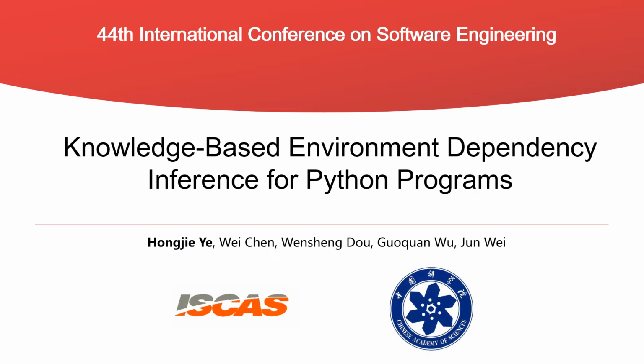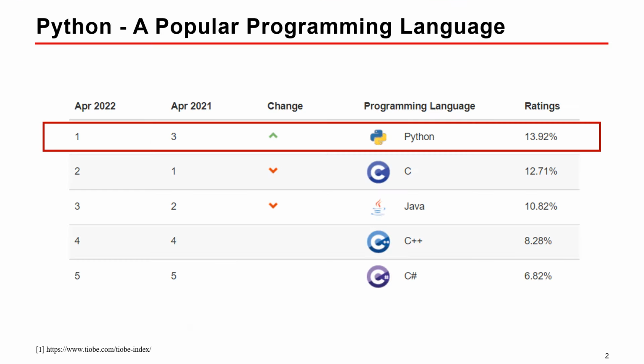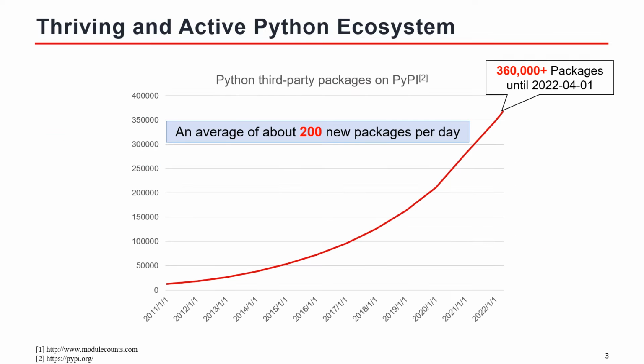Today I will introduce our paper entitled Knowledge-Based Environment Dependency Inference for Python Programs. Python is one of the most popular programming languages, and it is widely used in many application fields. Python has achieved an active ecosystem. PyPI is the second fastest-growing package repository. It holds over 300,000 packages and increases by an average of about 200 new packages per day.